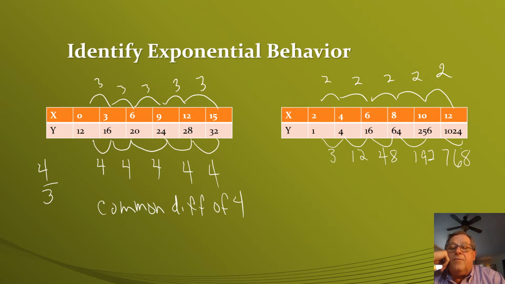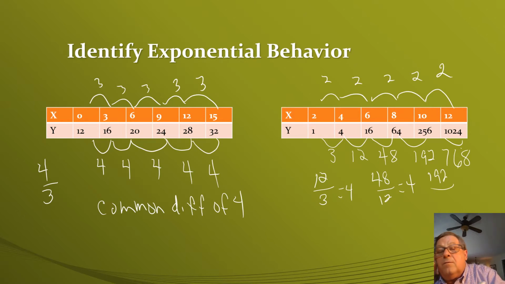So let's see if we got a common factor. Let's take our second change, 12, and divide it by 3. 12 divided by 3 equals 4. And then let's go 48 to 12. 48 divided by 12 equals 4. And 192 divided by 48, maybe easier to think about 48 times 4. 4 times 8 is 32. 4 times 4 is 16 plus 3, 192, yeah.